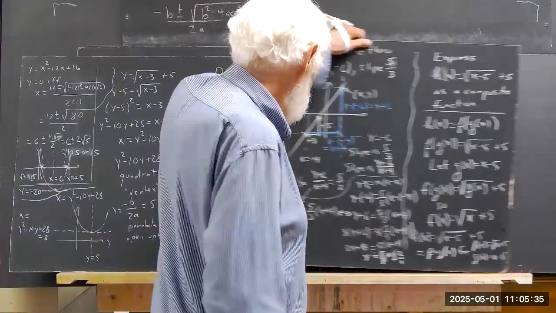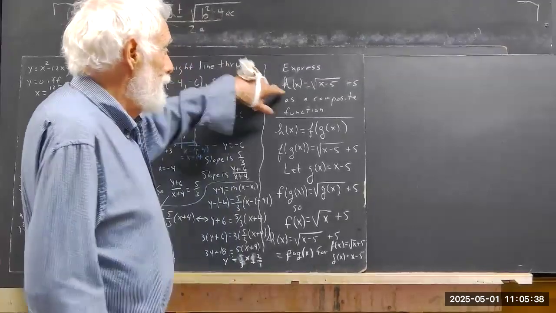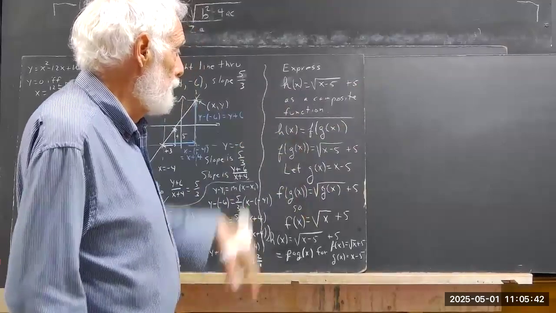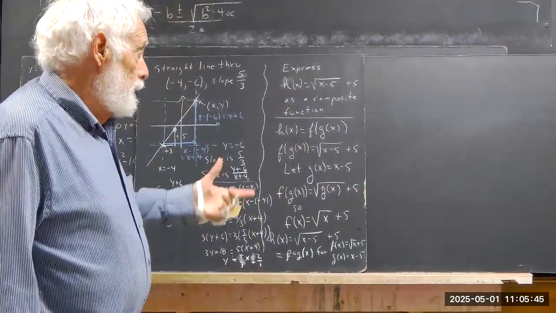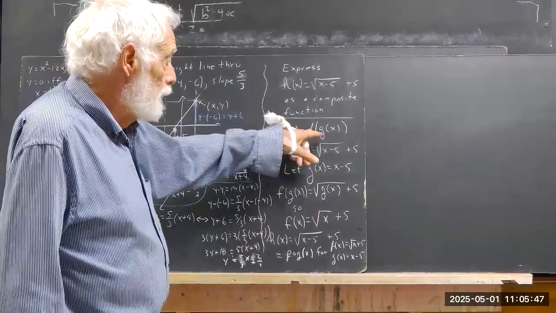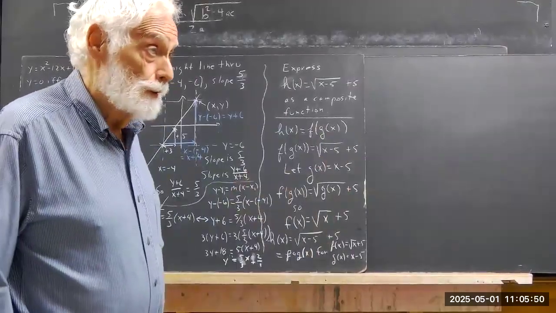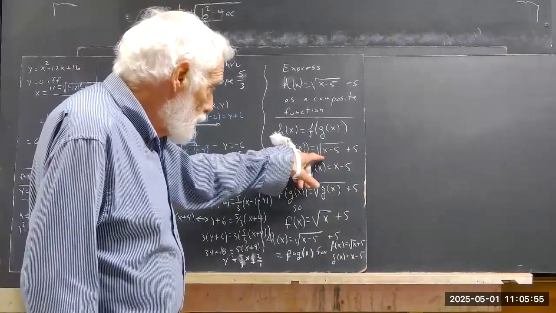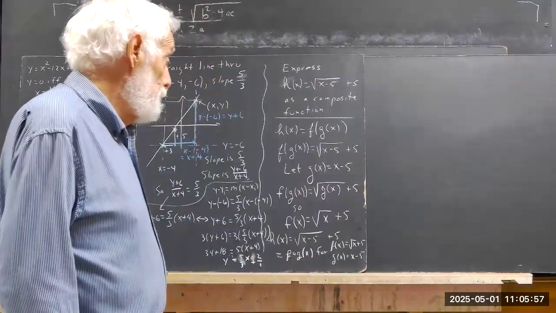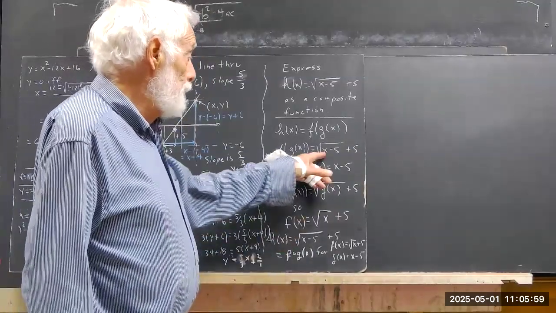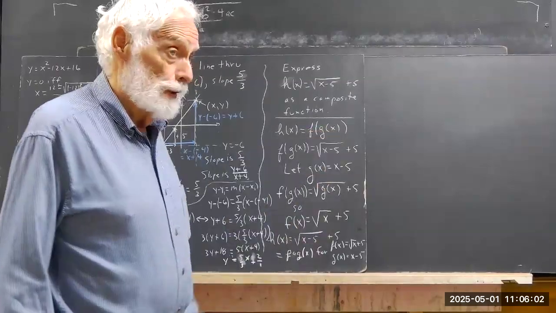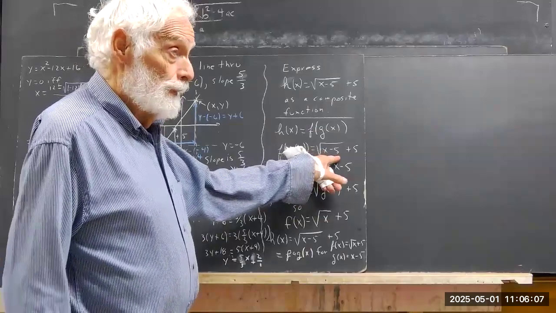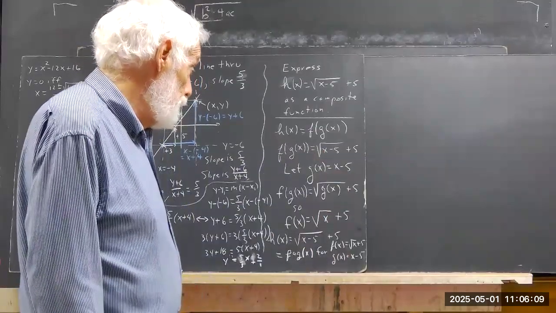So, the first thing I did was express this function h of x equals the square root of x minus 5, plus 5, as a composite function. So we want h of x to equal f of g of x. That's what it means to be a composite function. So f of g of x should be the square root of x minus 5, plus 5. What's the first thing that happens to x? Well, g of x is the first thing that happens to x. What's the first thing that happens to x here? We subtract 5. So we let g of x equal x minus 5.